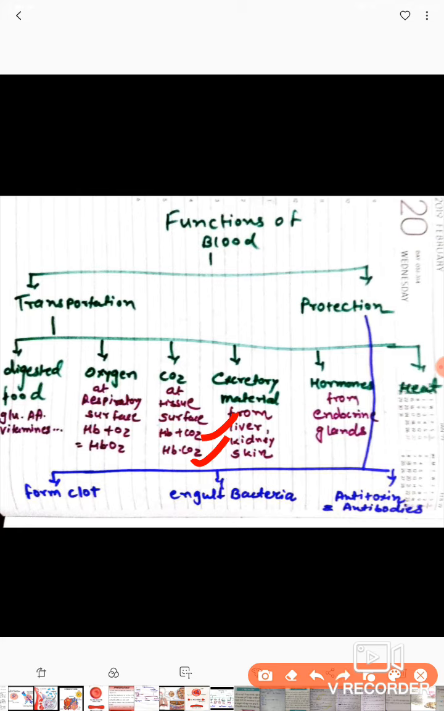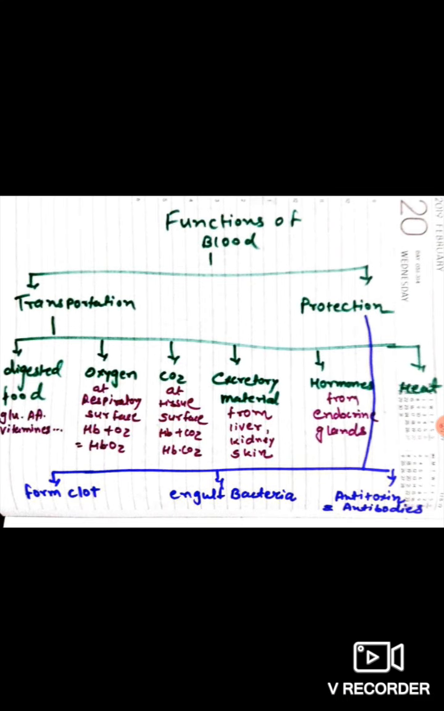Next, many excretory materials are transported from the liver, kidney and skin. Next, the blood also helps in the distribution of hormones, which are produced by the endocrine glands and distributed to the particular target site with the help of blood. And the last one for transportation is heat. Blood helps in keeping the temperature of our body uniform by distributing the heat evenly in our body.